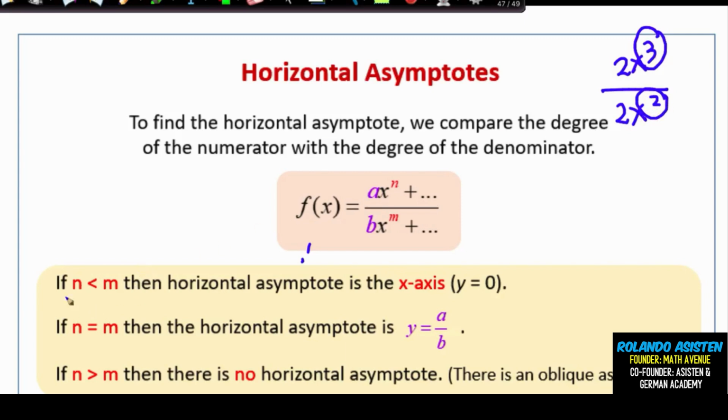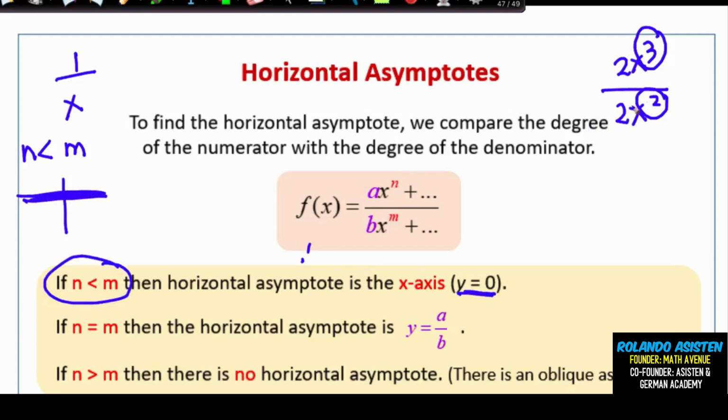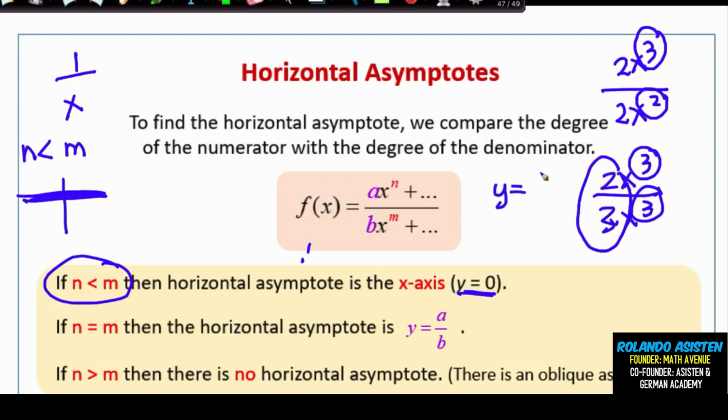So these are the rules. If the degree of the numerator is less than the degree of the denominator, for example, if you have 1 over x, the bottom is first degree, the top is 0 degree because there is no variable. If this is the case, the horizontal asymptote is the x-axis itself, which means y is equal to 0. That's the first case. When the degrees are equal, for example, you have 2x to the third over, let's say, 3x to the third, when these two exponents are the same, then the horizontal asymptote is the line determined by this coefficient. We just get y equals whatever is the ratio of their coefficients, 2/3.